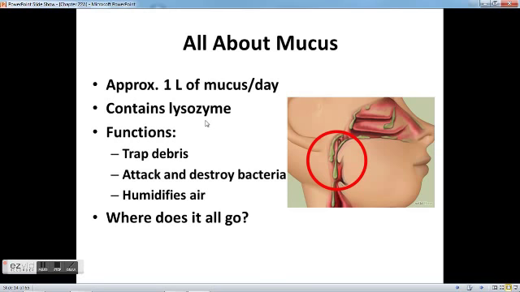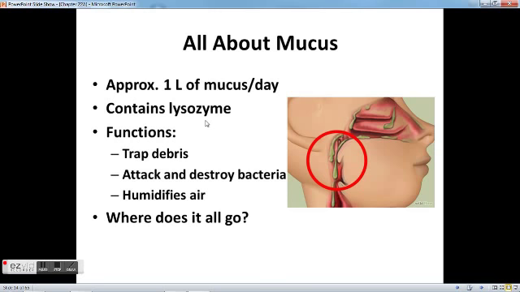And the whole purpose of mucus is obviously it can trap stuff. It's very thick and viscous and sticky. So it could trap bacteria or viruses or pollen or dust or whatever. Because we have those defensins and the lysozyme present, it can destroy bacteria. And it helps to humidify the air. Mucus is very moist. So when we breathe air into our nasal cavity that has all this mucus around it, the air becomes a little bit more moist before it continues down our trachea.